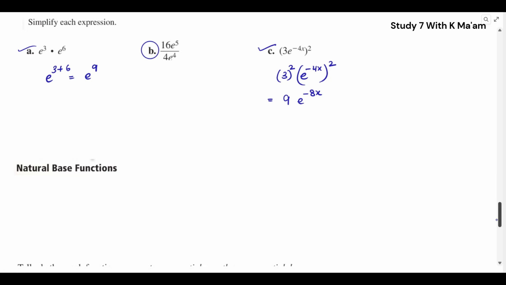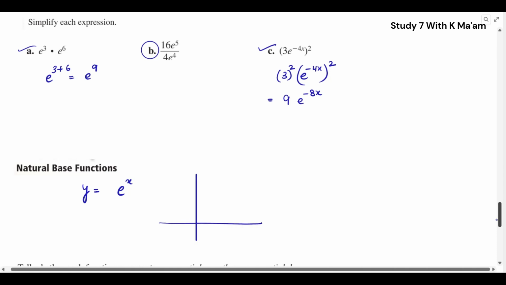Now, the natural base function. In the natural base function we will talk about the exponential function y equals e power x. Here e power x is an exponential function. As we know, in a power x, if a is greater than 1, it goes up. e is 2.7, that's a number greater than 1, so it will go up. This is the growth function. e power x is an exponential growth function.